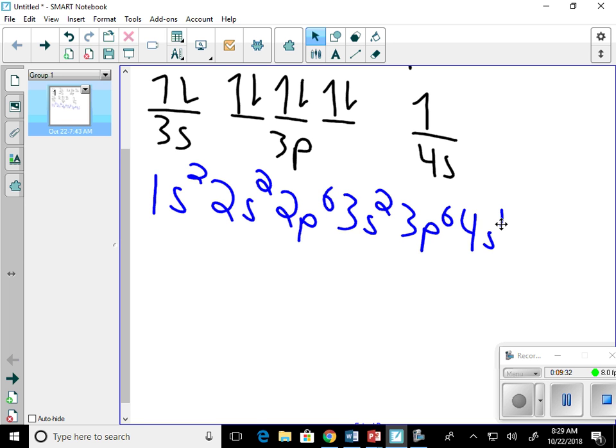How many electrons do I have in the third energy level? Well, between the S and the P, I have 2 plus 6 is 8. How many do I have in the fourth? Well, in the S, I have 1. So electron configuration is a shorter version of this. But it still gives us information.